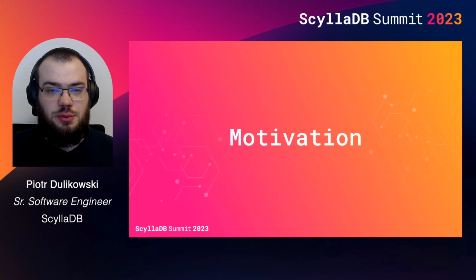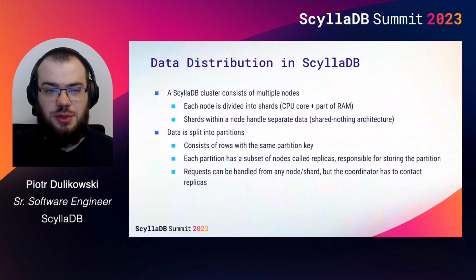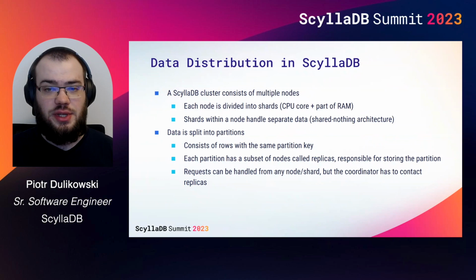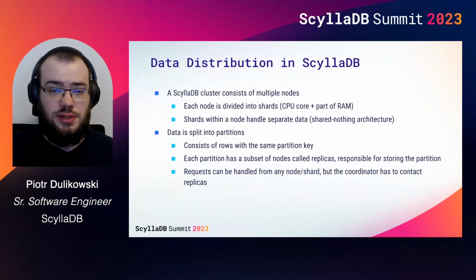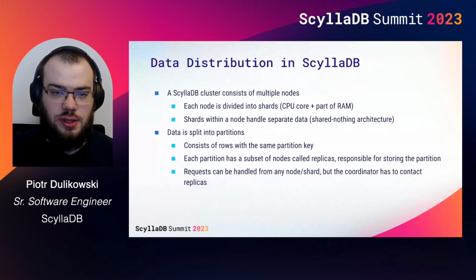Let's start with a quick recap on ScyllaDB's architecture. ScyllaDB is a distributed database. A single cluster is composed of multiple nodes, and each node is responsible for storing and handling a subset of the total dataset. Furthermore, each node is divided into shards. A single shard is basically a CPU core with a chunk of RAM assigned to it. Each shard of the node handles a subset of the data the node is responsible for, which means that the CPU cores rarely have to communicate with each other, minimizing the cross-core synchronization cost. All of this makes ScyllaDB not only horizontally scalable, but vertically scalable as well.